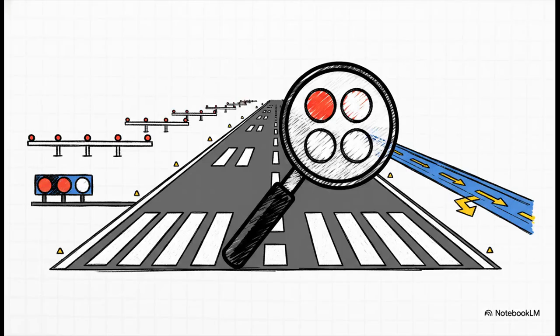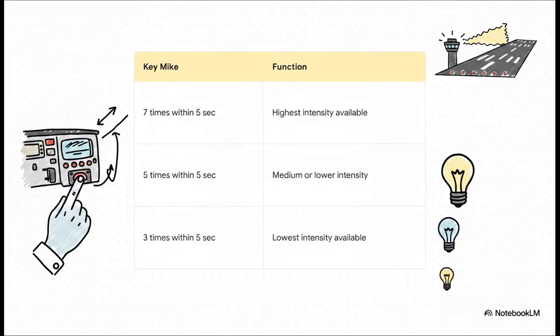Moving on to Chapter 2, this is your definitive guide to aeronautical lighting and visual aids. It decodes everything from the complex approach light systems you'll see at large airports to the basic taxiway markings you'll use every day.